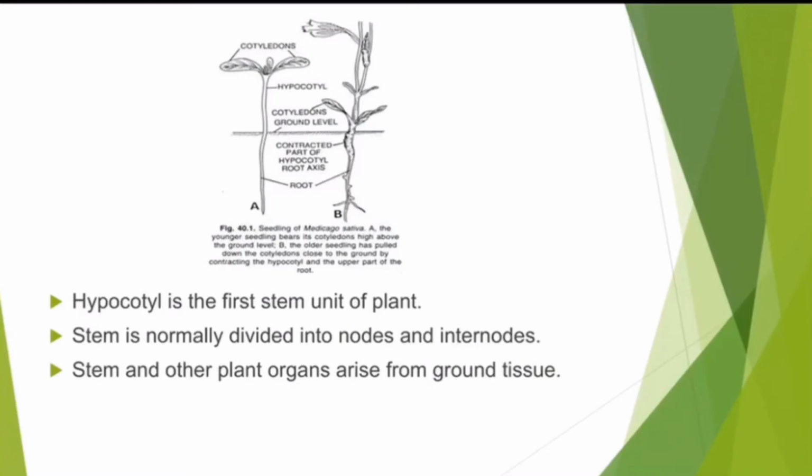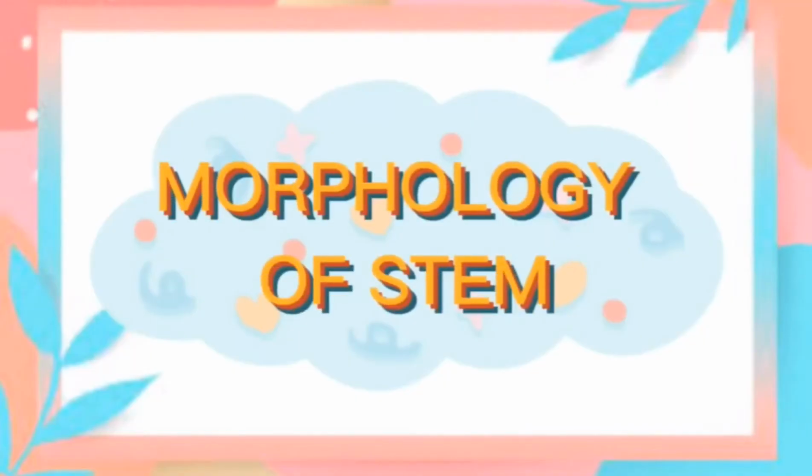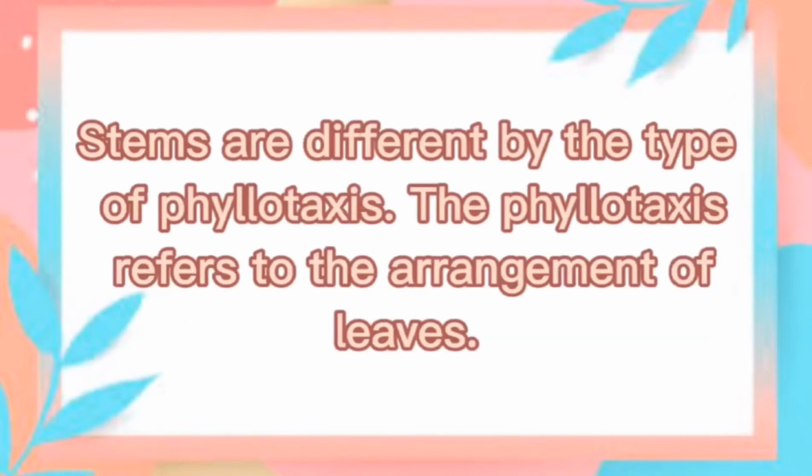Hypocotyl is the first stem unit of the plant. Stem is normally divided into nodes and also internodes. Stem and other plant organs arise from the ground tissue. Stem morphology is simple. Its components are nodes, places where leaves are attached, and internodes.